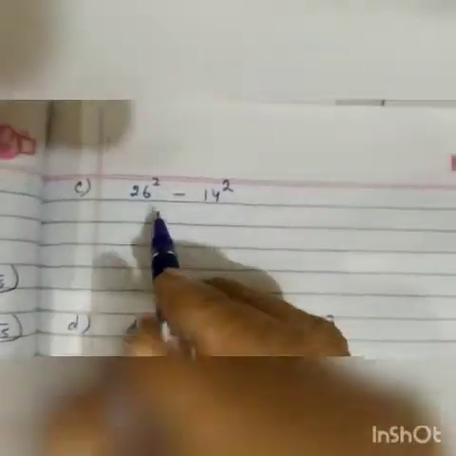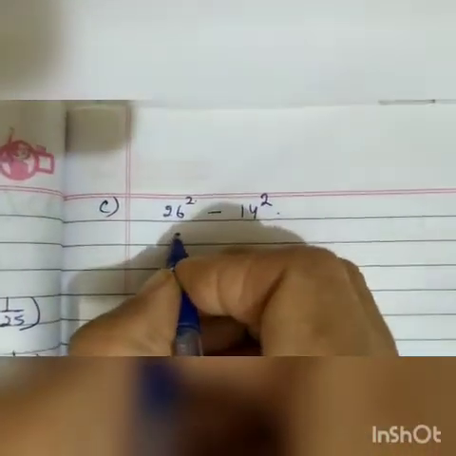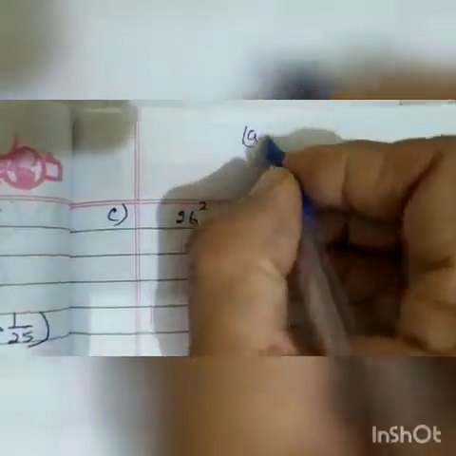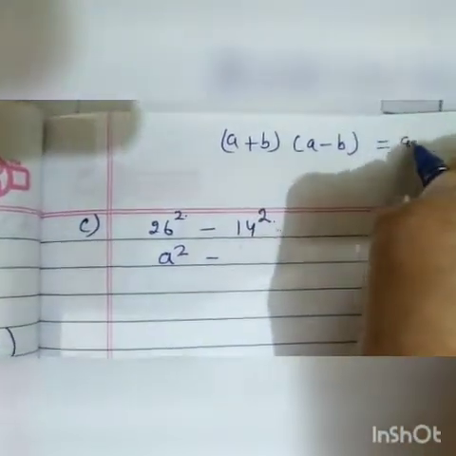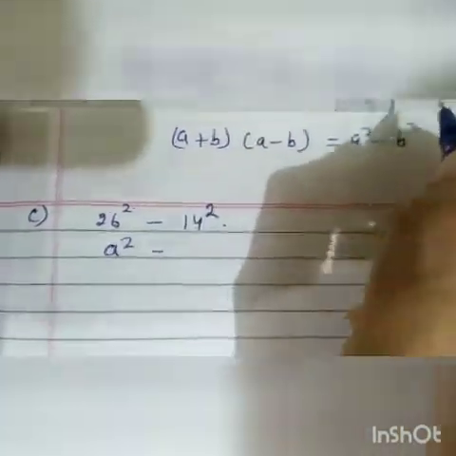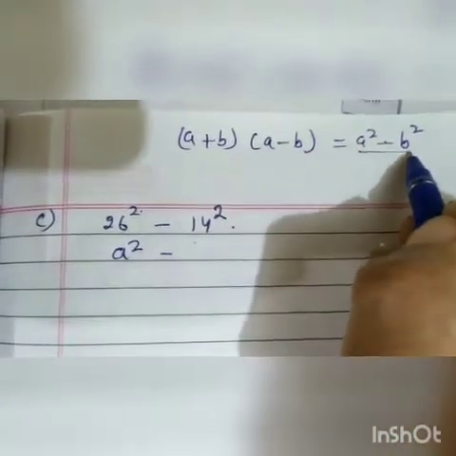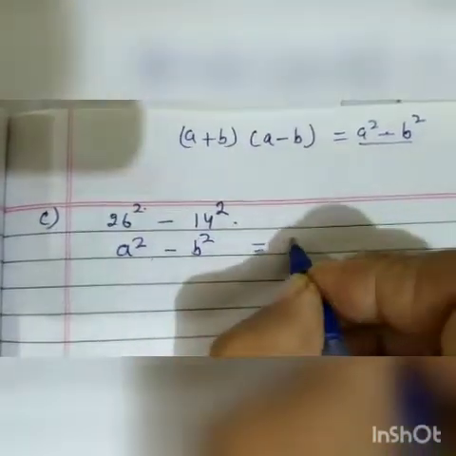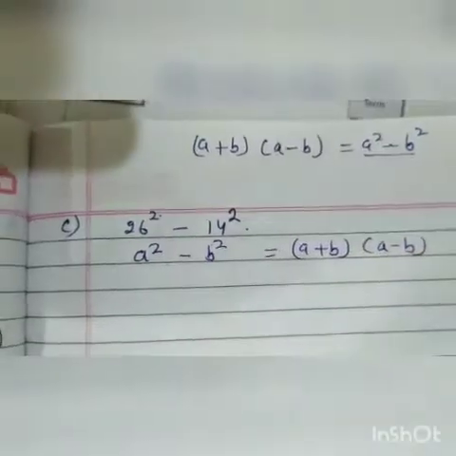Come to part C, 26 square minus 14 square. We will write this identity. Now see, (a plus b) into (a minus b) is equal to a square minus b square. Now we will write this identity in the reverse form. This a square minus b square we will write on the left hand side, and this (a plus b)(a minus b) we will write on the right hand side.